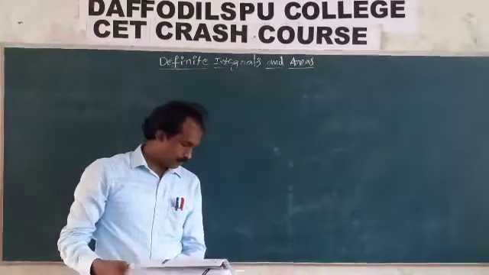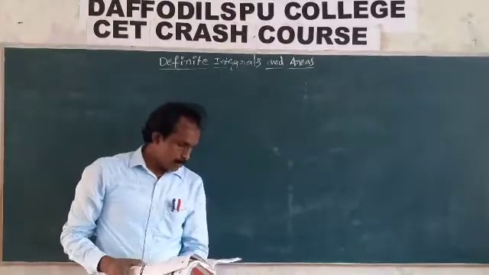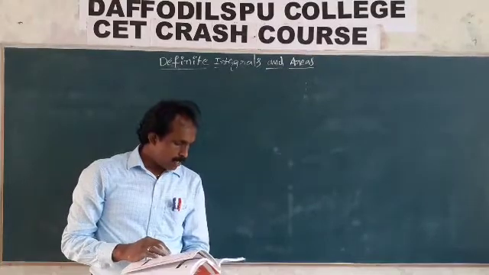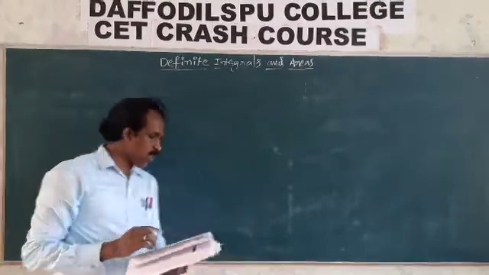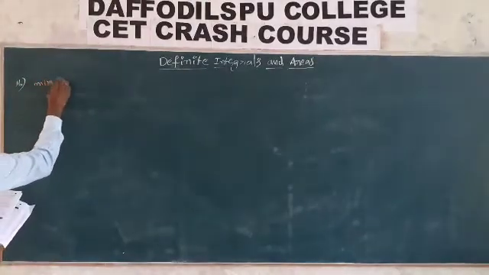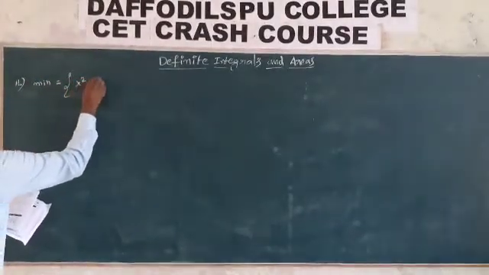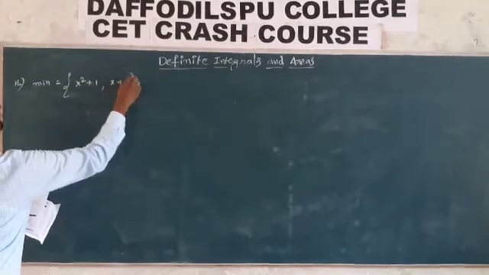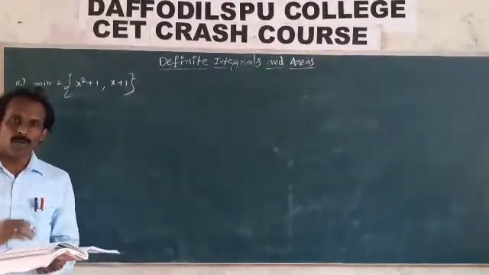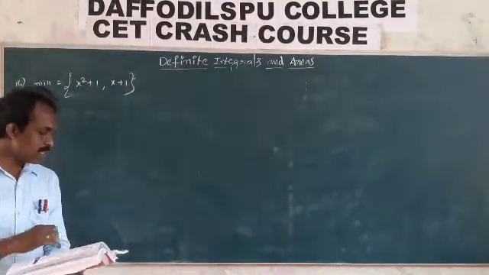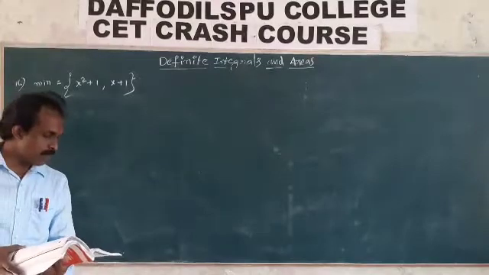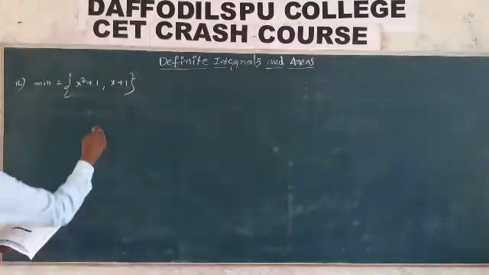Next, minimum of x square plus 1, x plus 1. So given function, 16th problem: minimum of x square plus 1, x plus 1. This type of problem, we take the point of intersection of these two curves, and in that intersection, what is the minimum value? So draw the graph of x plus 1.